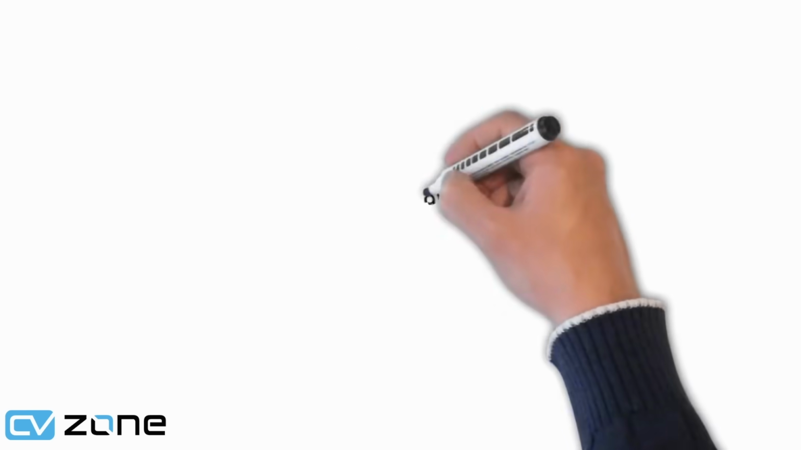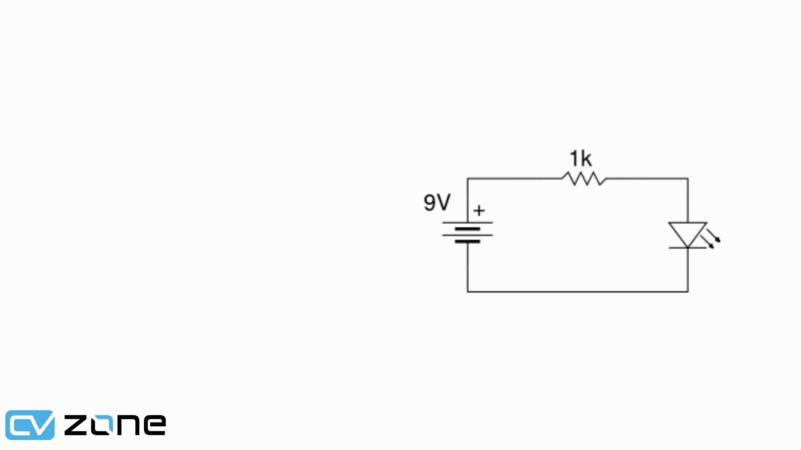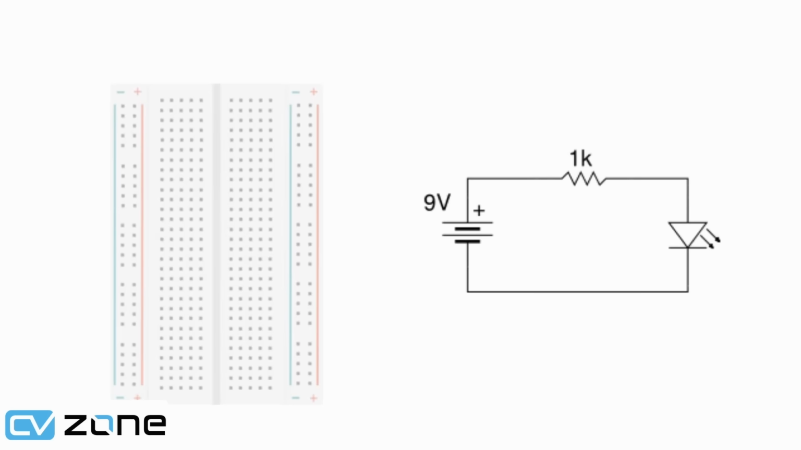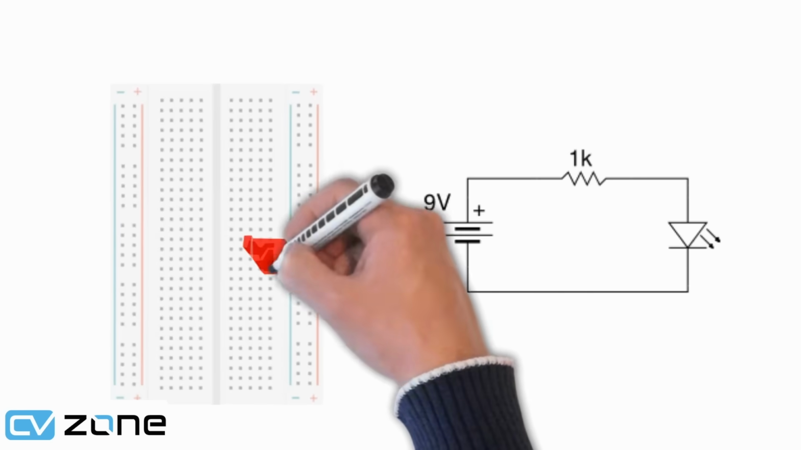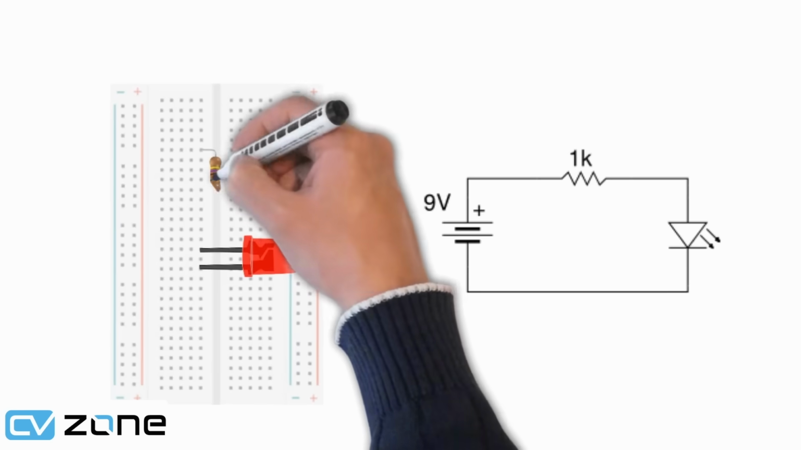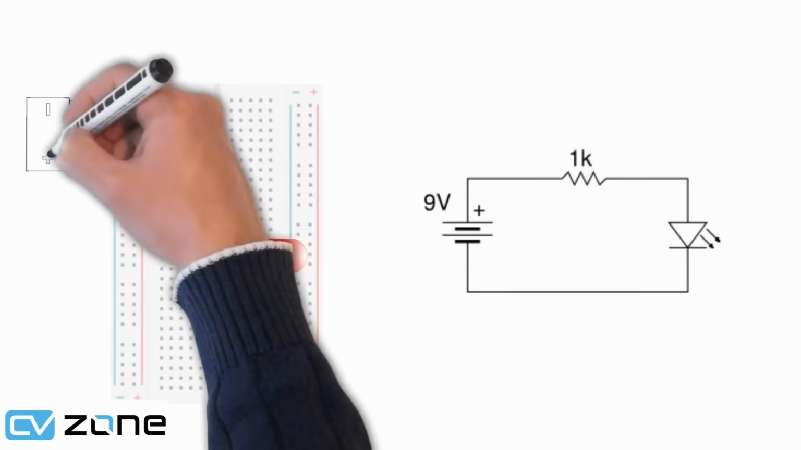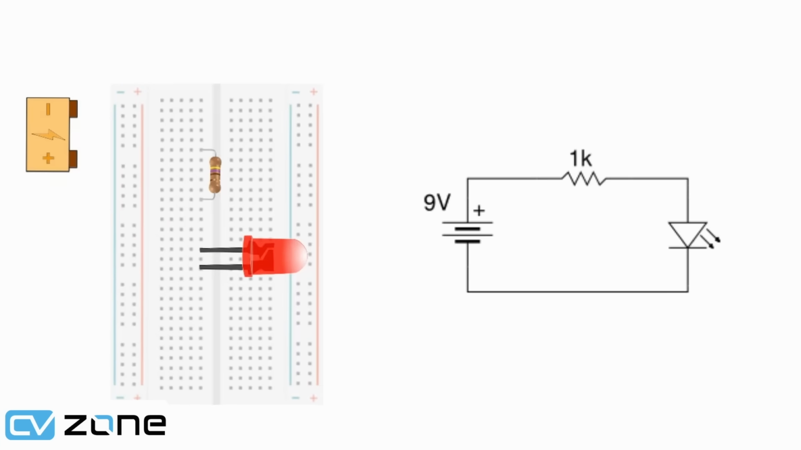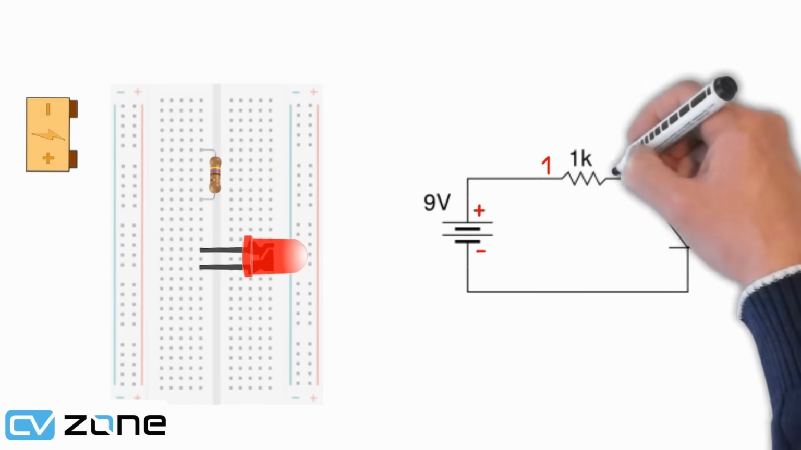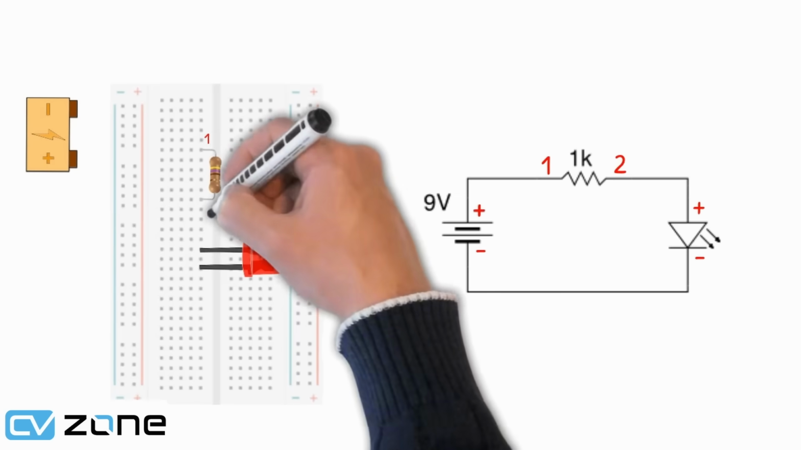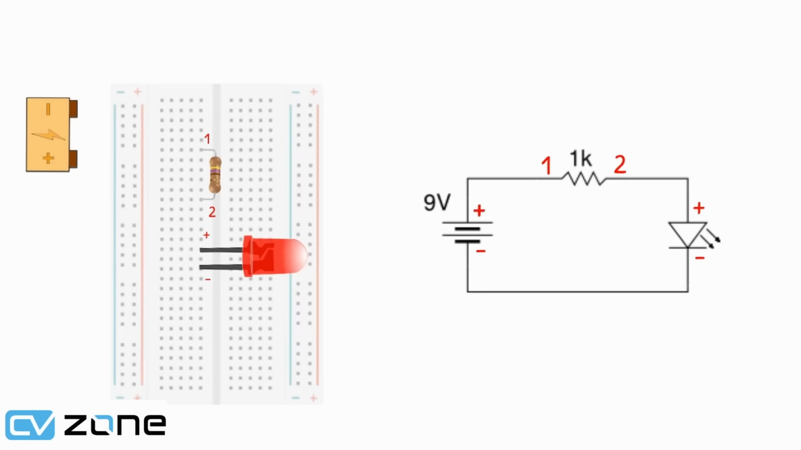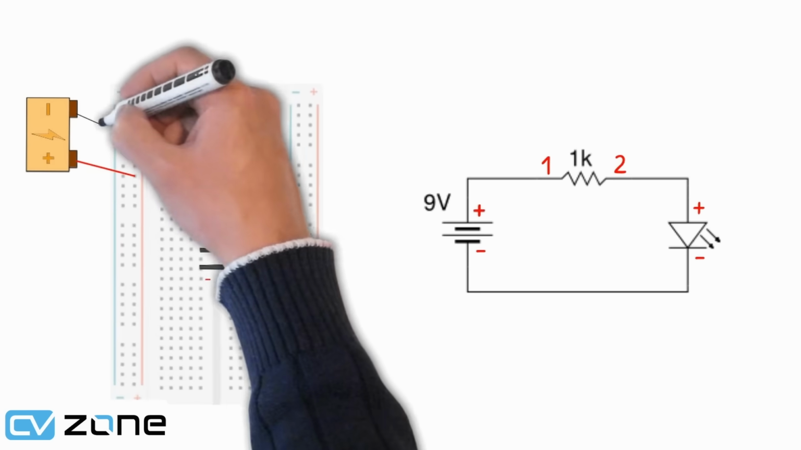So let's see how we can connect an LED circuit to a breadboard. If we look at the circuit diagram, we can simply follow the current flow. So first we will add the LED, then the resistor, and then the battery. We can label each terminal of the components to further understand this. We will connect our power wires.